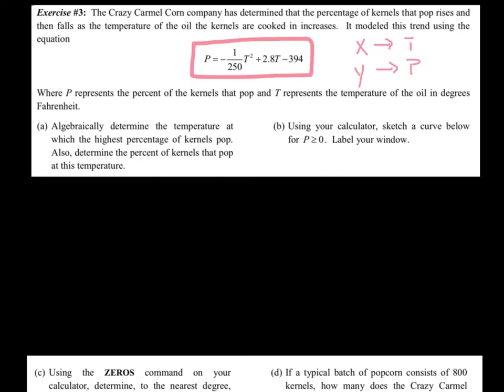So what we're going to do is go to y equals and type in this function just the way you see it. Make sure we've got a negative in front of the 1 over 250 x squared plus 2.8x minus 394. This is a very tough window, and I'd encourage you to experiment with this window yourself. Try to make the x max big, and the y max big enough so that you can start to see the graph, because when you go zoom standard you don't see a darn thing. Experiment with that, and then come on back and I'll show you what my window was and what my graph turned out to be, okay?